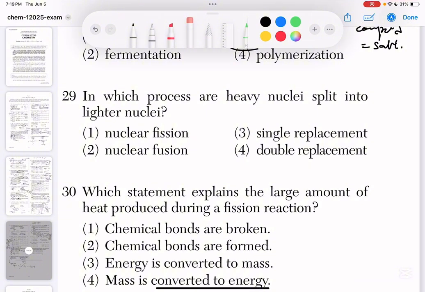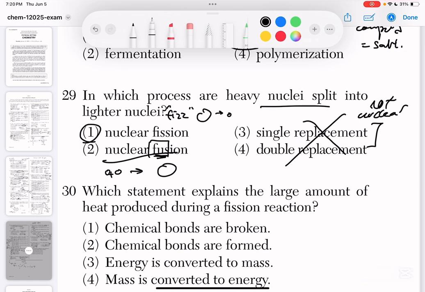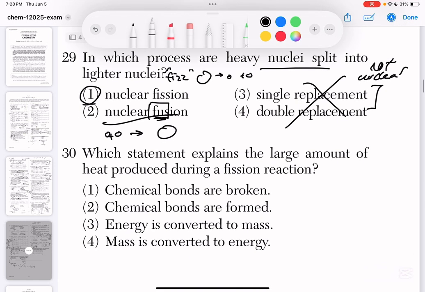Heavy nuclei split into lighter nuclei. So this one would be this one, because, okay, first of all, these two are not nuclear reactions. And then this one is when two smaller things make a bigger thing, because they fuse together. But this one, they fission. So think about a bigger thing fissioning into a smaller thing.